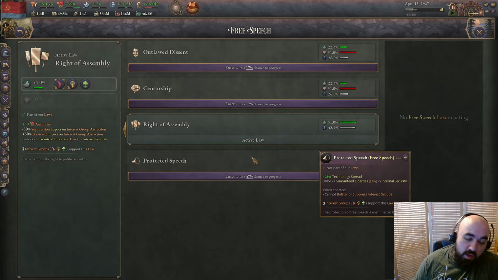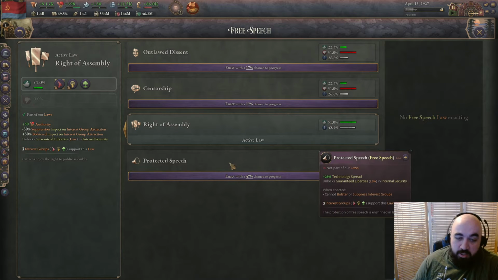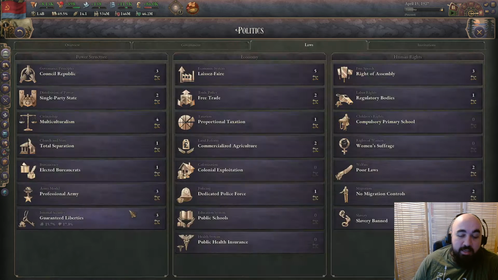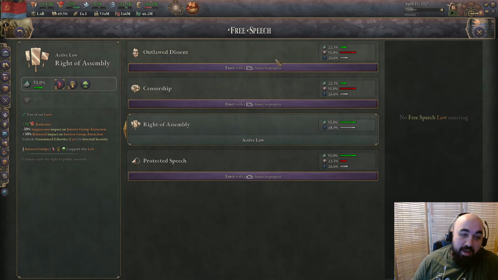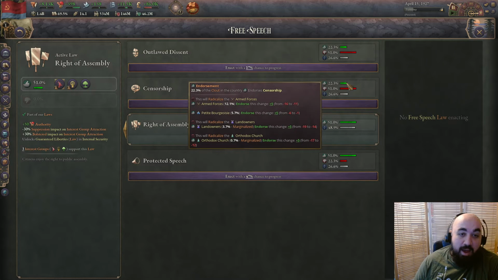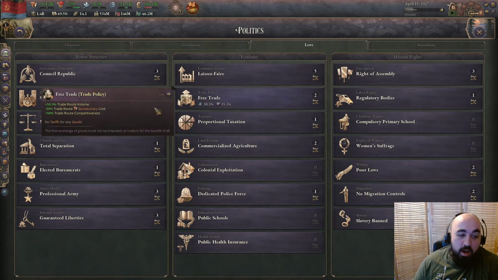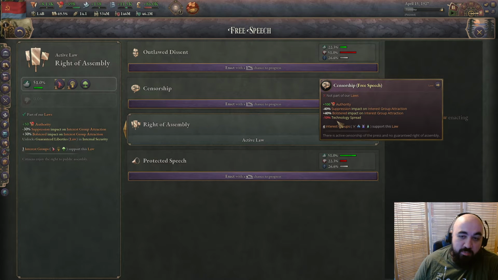So, for the most part, in the early game, when technology spread is maybe stronger, maybe protected speech is better, but I think a good play pattern is getting onto rights of assembly, passing guaranteed libs, and then just staying on rights of assembly. But if you ever want to make an interest group that is a fan of censorship happy, moving back up to censorship is actually quite strong once you have guaranteed liberties. And technology spread is not too big a deal.